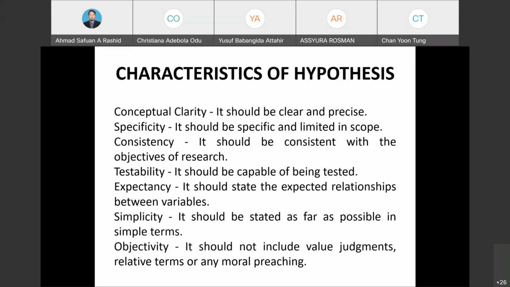So the characteristics of a hypothesis: conceptual clarity, it should be clear and precise. Specificity, it should be specific and limited in scope. Consistency, it should be consistent with the objective of the research. Testability, it should be capable of being tested. Expectancy, it should state the expected relationship between the variables. Simplicity, it should be stated as far as possible in simple terms. Objectivity, it should not include value judgment, relative terms, or any moral preaching. So these are some of the characteristics of a hypothesis.